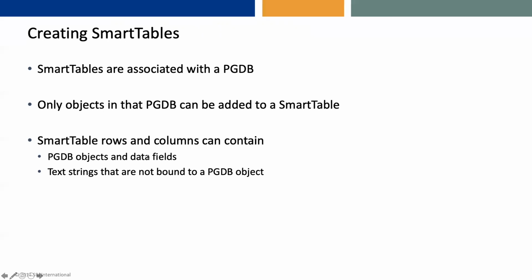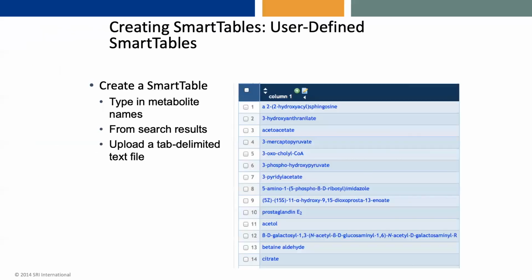When you're entering data into a smart table or loading it in from a file, if it doesn't recognize what it is, it will just say, okay, I don't recognize this, this is a data field, it's a string. And again, text strings can be entered that are not bound to a particular PGDB object. So if you wanted to create a smart table, you could type in metabolite names.